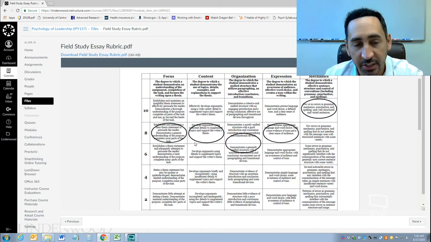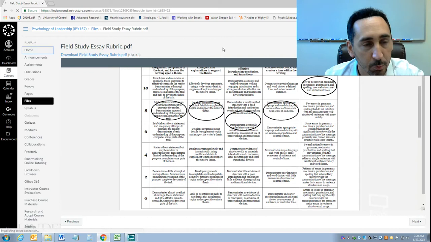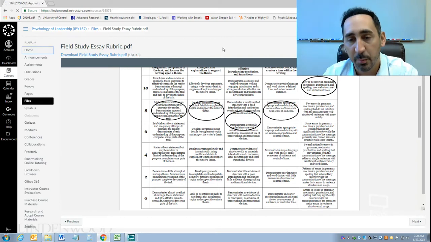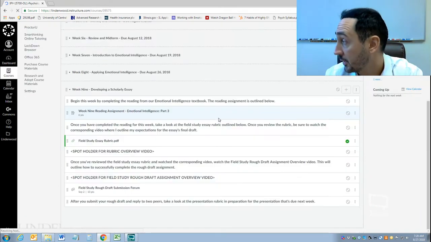So like I said, each of these will get a score from 0 to 10, and then that'll be averaged out of 50 points, and then you'll get a percentage of that. So that is the rubric. And like I said, if you've had me in the past, that rubric's probably going to look familiar because I use it for just about every writing assignment.